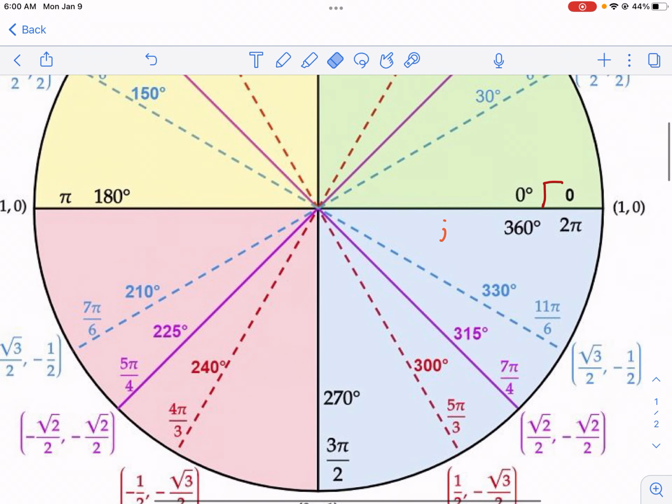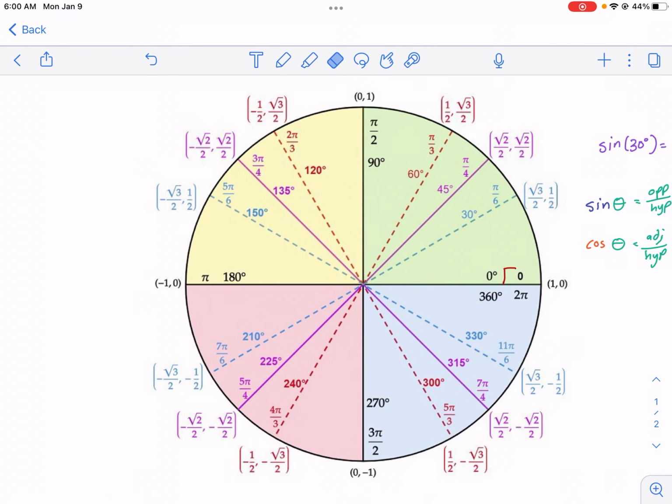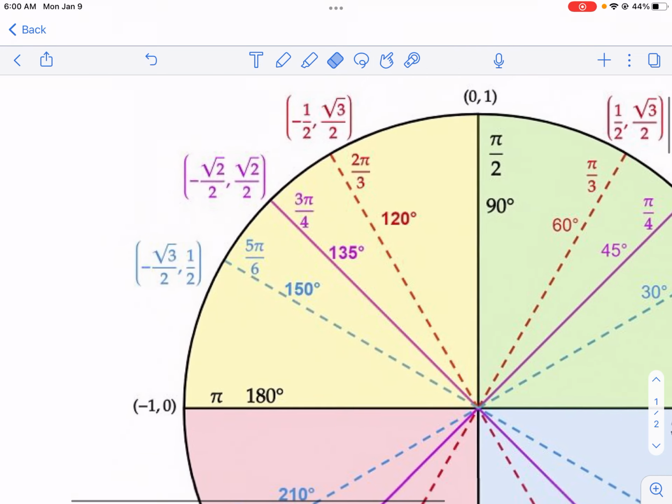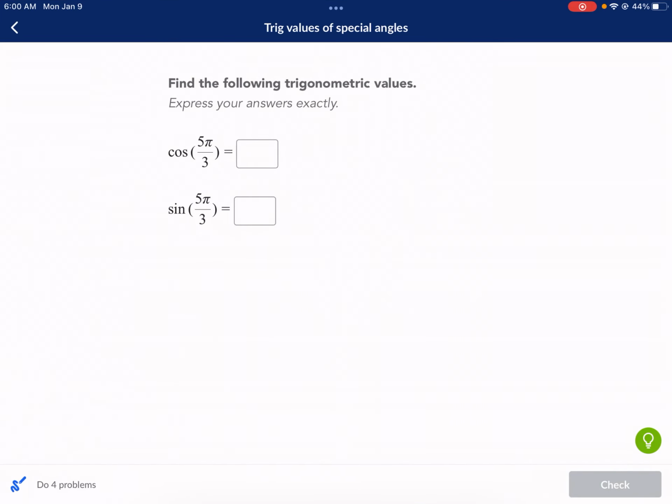So if you wanted to do this Khan Academy exercise just by looking at this chart, it's super easy. We just have to look at the value, find either the x or y value, and translate it into sine or cosine. So let's go back to the Khan Academy. Let's take a look here.